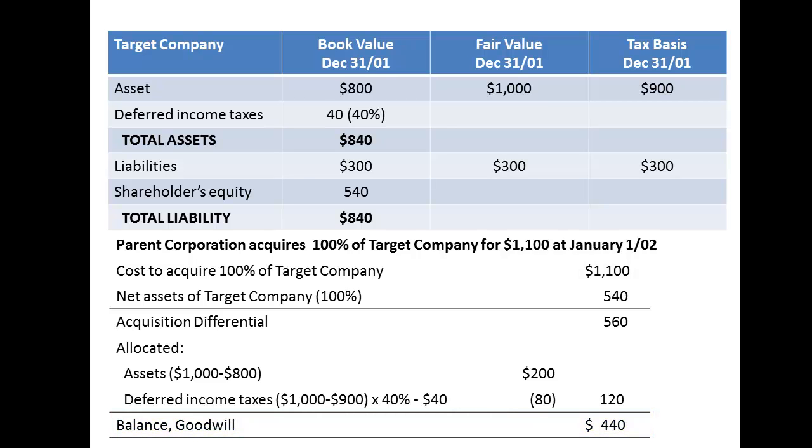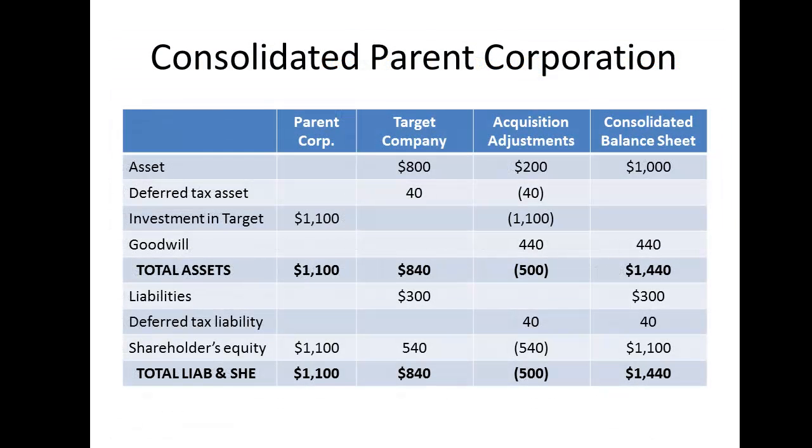So let's do the consolidation so that you can see what the balance sheet would look like. For simplicity, we'll assume that Parent Corporation's sole raison d'etre, or the reason for being, is to hold the shares in Target Company. Target Company brings in their balance sheet, and then we will make our acquisition adjustments. The assets get adjusted to their fair values of $1 million. The deferred tax asset gets replaced with a deferred tax liability of $40,000, as we have just calculated.